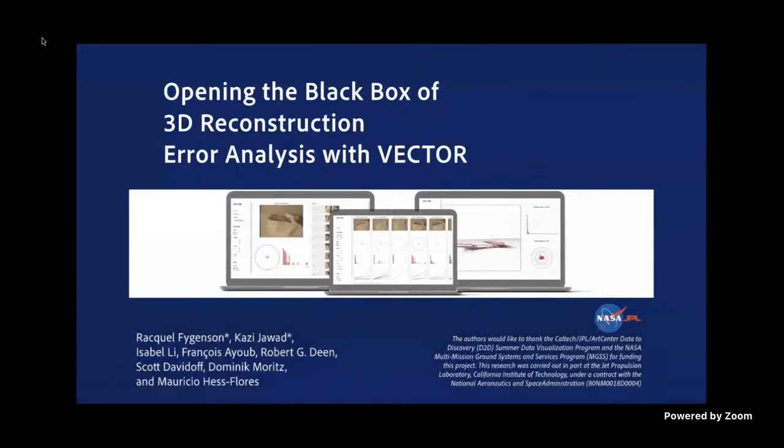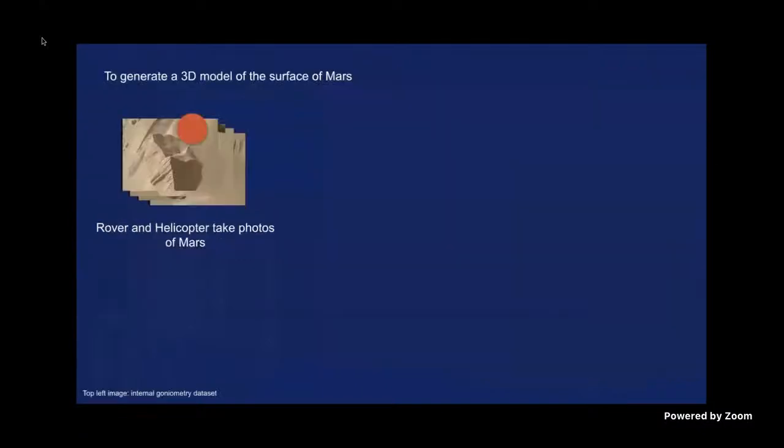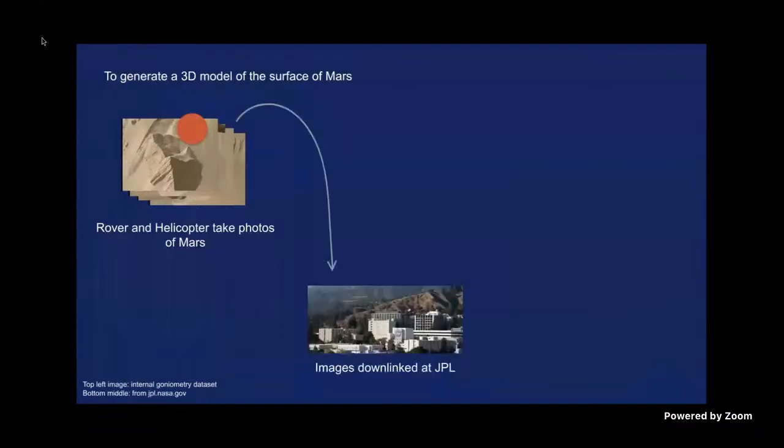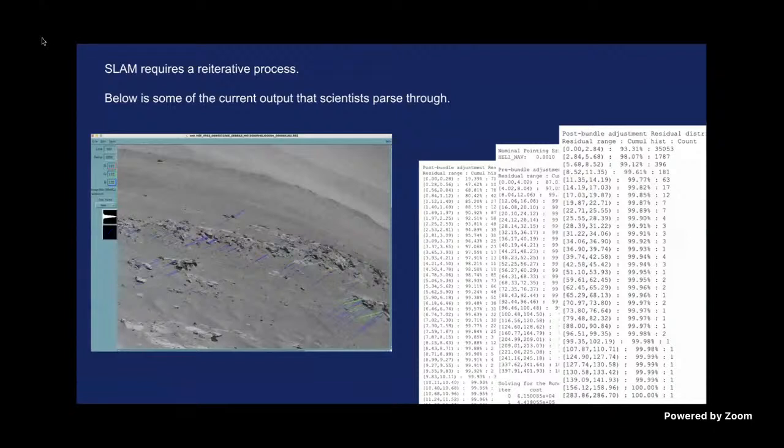Hi, my name is Kwesi. I'm one of the co-authors and the presenter for Opening the Black Box of 3D Reconstruction Error Analysis with Vector. To provide a bit of context, 3D meshes are very important for rover missions and geologic research. These 3D meshes are generated from the rover and helicopter images that are downlinked at JPL, and then these images are stitched together to create that 3D mesh. This stitching process is what we call simultaneous localization and mapping, or it's commonly referred to as SLAM.